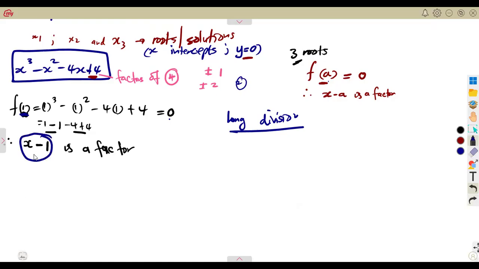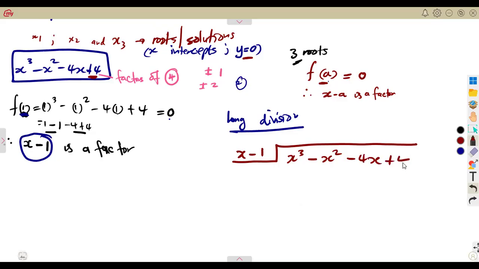So what are you going to do with that factor? Using the long division, you are going to divide the factor into the function that we are given, x minus 1, into our function, which is x cubed minus x squared minus 4x plus 4. So that's another way of working with the long division. From one factor that you obtained, you divide into the original function.